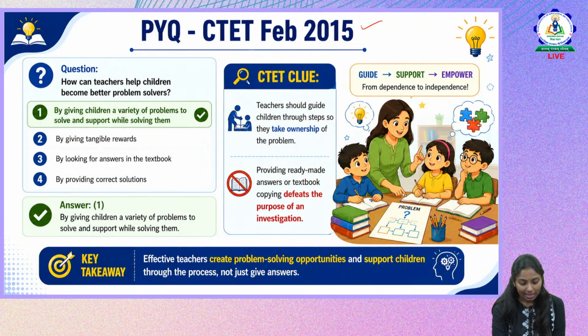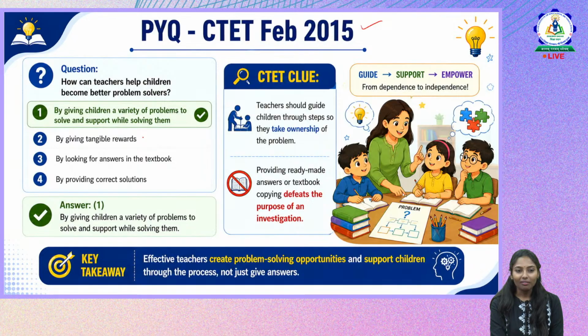Let us go by seeing the options. So the first option is, by giving children a variety of problems to solve and support while solving them. This can be done. Like even in class, in the maths class, in the science class, even when experiments are going on, even when you give hands-on activities to them, all these things can be done. Like we give them different kinds of problems so that they can solve them. In the way we are helping them to learn more and also making them understand how there are different ways to solve a problem also.